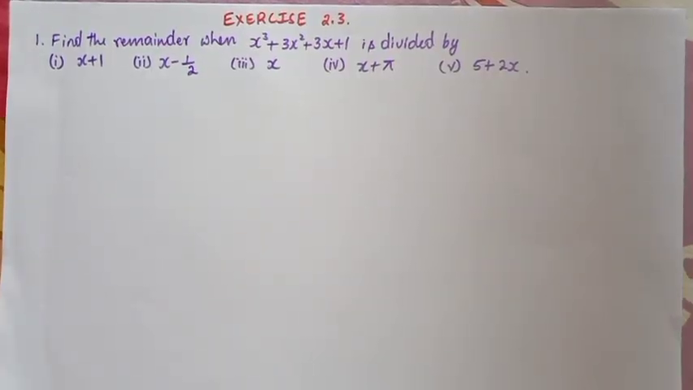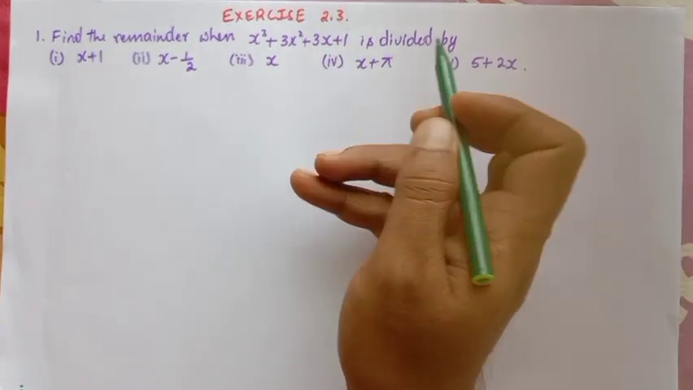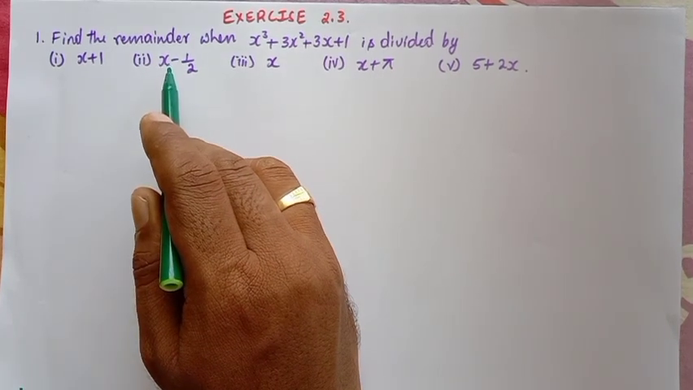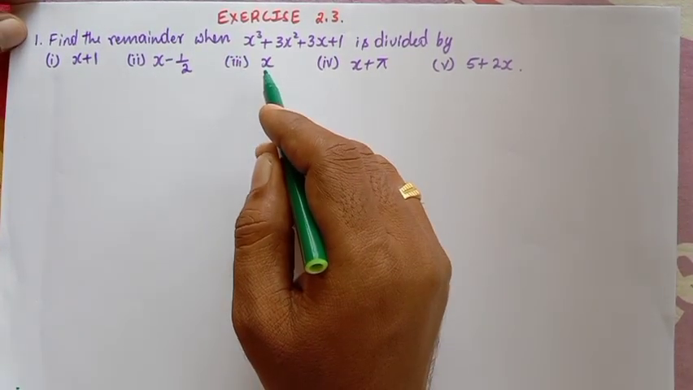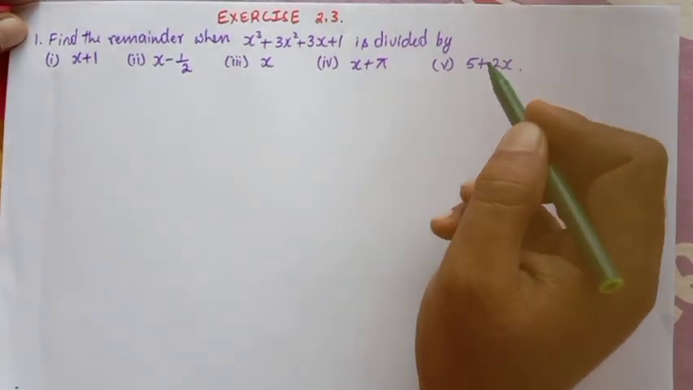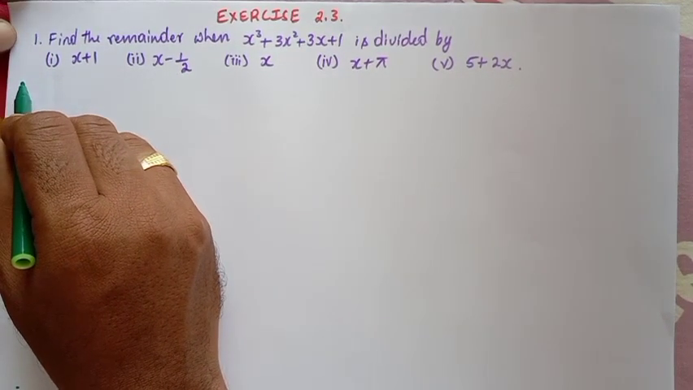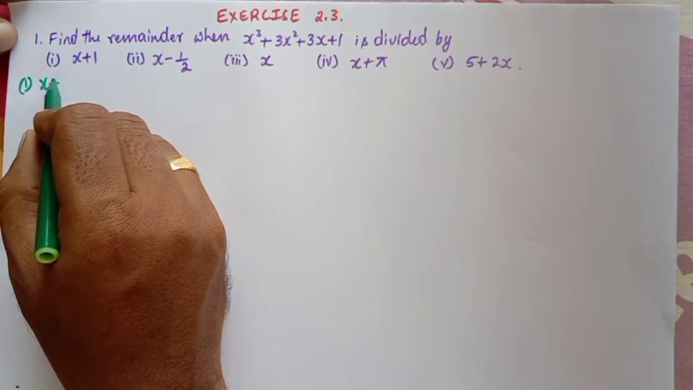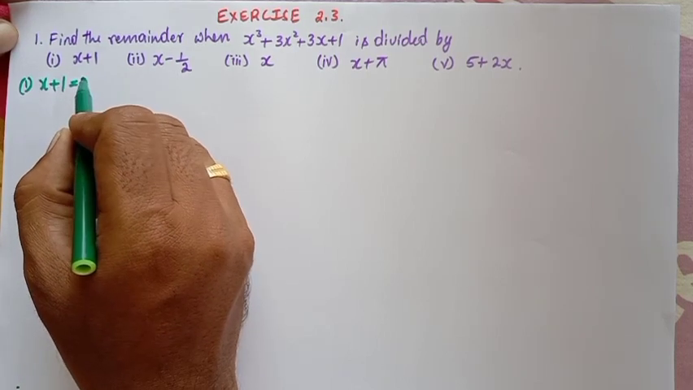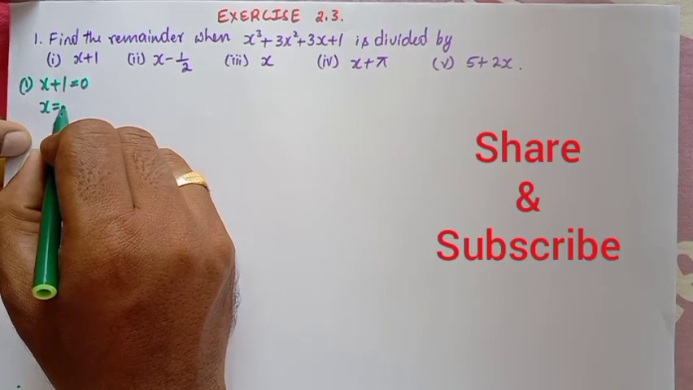Exercise 2.3. Find the remainder when x cube plus 3x square plus 3x plus 1 is divided by, the first case x plus 1, second case x minus half, third case x, fourth case x plus pi, fifth case 5 plus 2x. Here let us take the first case, x plus 1. Let us take this polynomial equal to 0 to find the zero of this polynomial. So x is equal to minus 1.